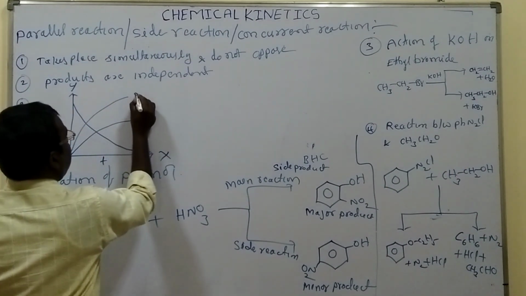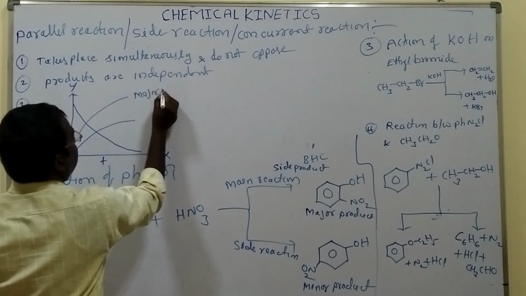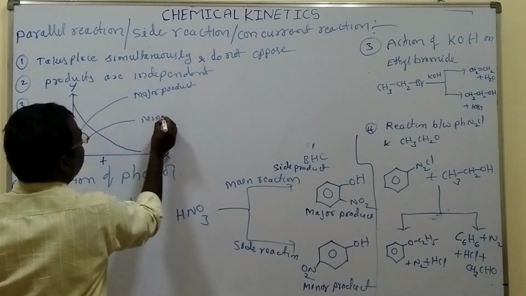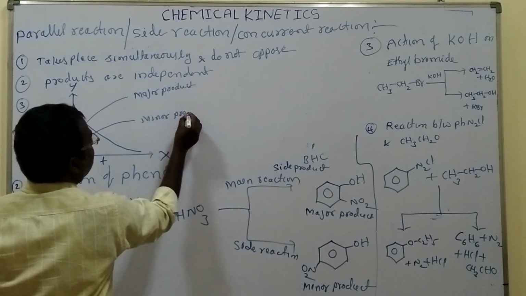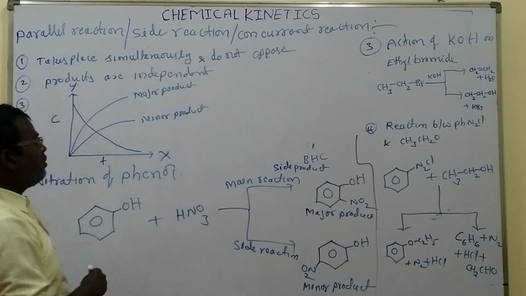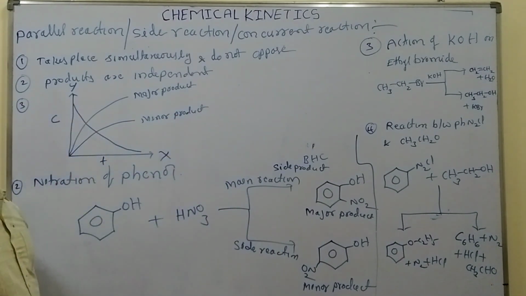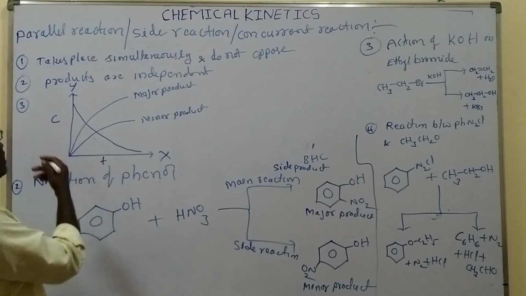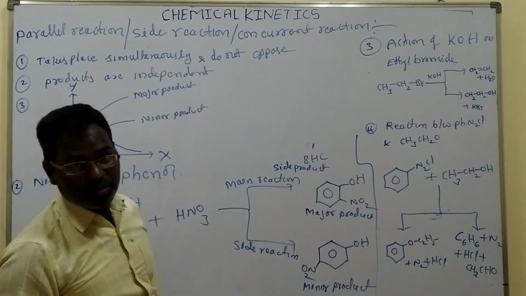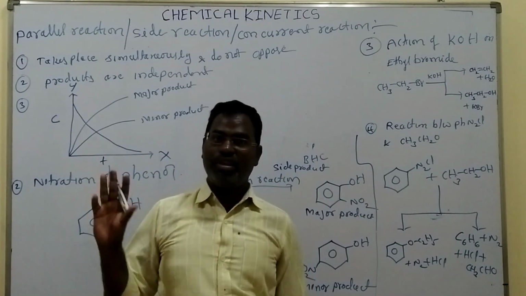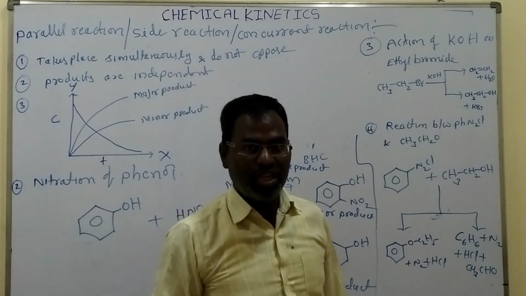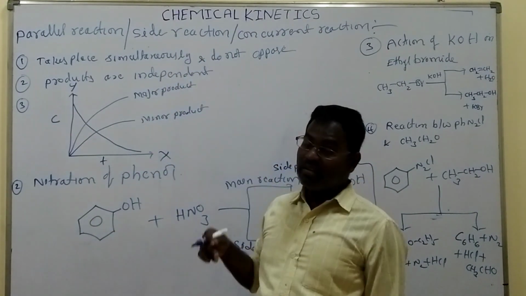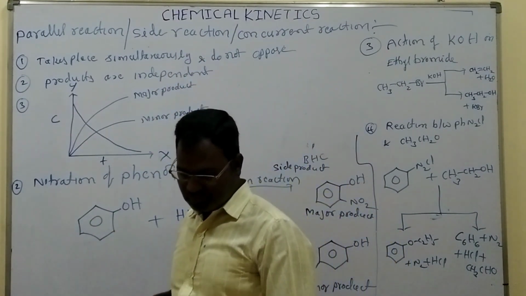So this is the major product, and this is the minor product. This is the plot between the concentration and time. You can get the graph like that. So these three are the important characteristics of parallel reactions, or side reactions, or concurrent reactions.